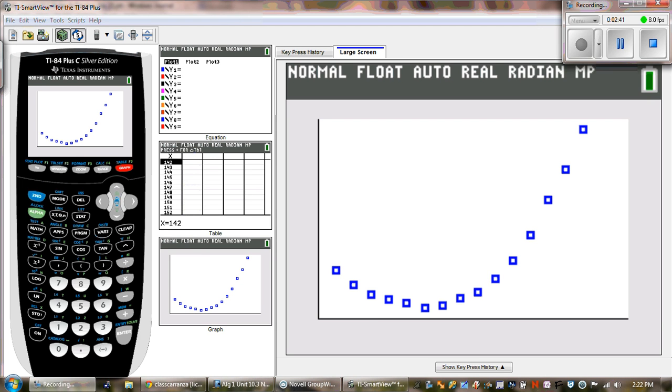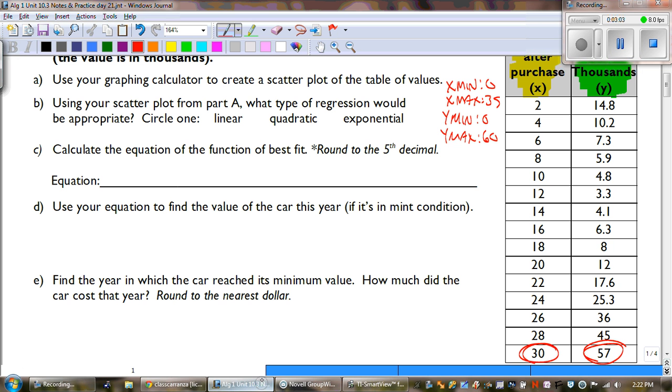So what do you think this is? Is this linear, quadratic, or exponential? Right away you know it's not linear. And look at that curve. To the right it keeps going up, but as you go left it goes down, it goes down, it goes down, but then it goes back up, guys. That's not an exponential, that's quadratic.